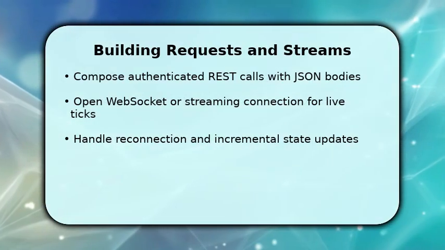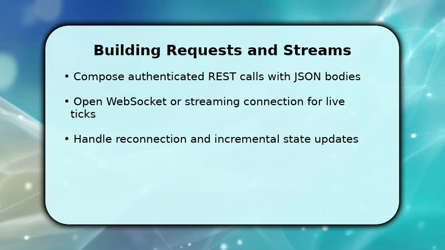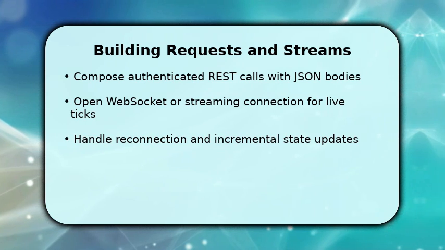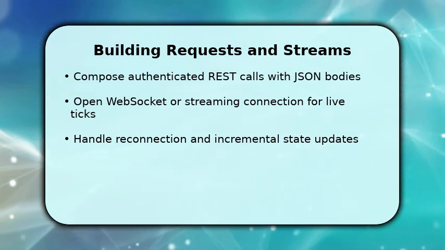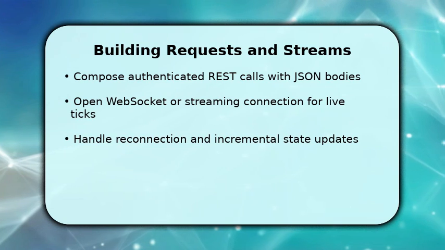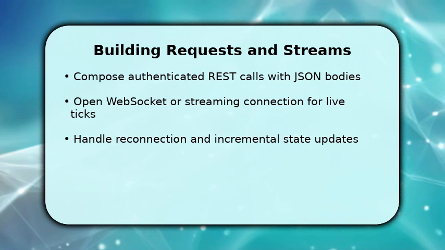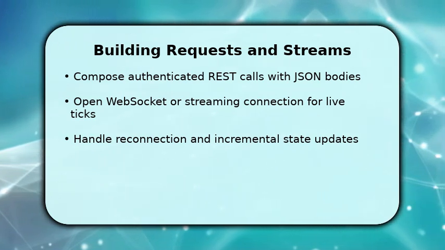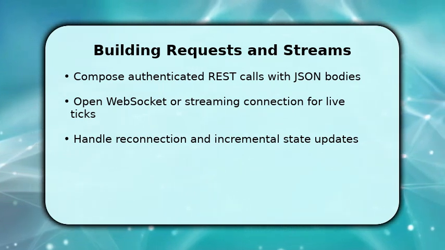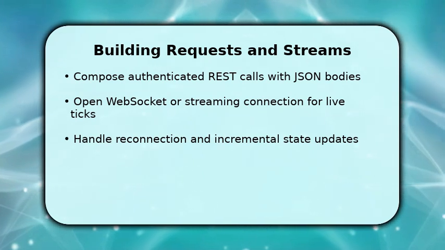Now construct your core requests. Use concise JSON bodies for orders and queries, and sign or include the header with the API key. For live market data, open the streaming or WebSocket endpoint and subscribe to the symbols you need. This reduces polling and latency. Once connected, parse incremental updates and merge them into your local state. Update UI or logic only on meaningful deltas. Make sure your client responds to heartbeat messages and tries exponential backoff on disconnects.